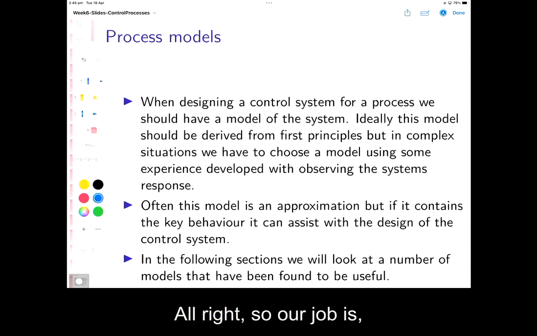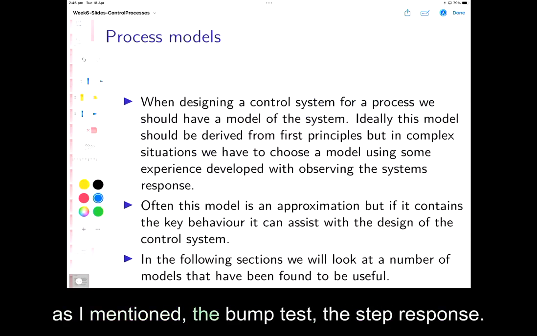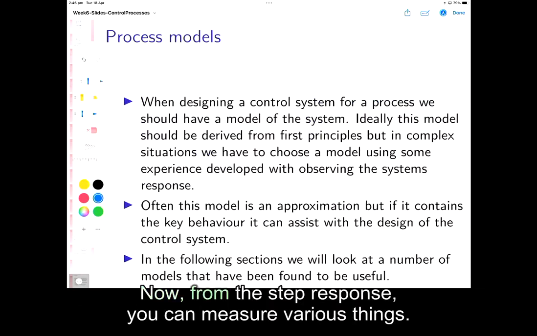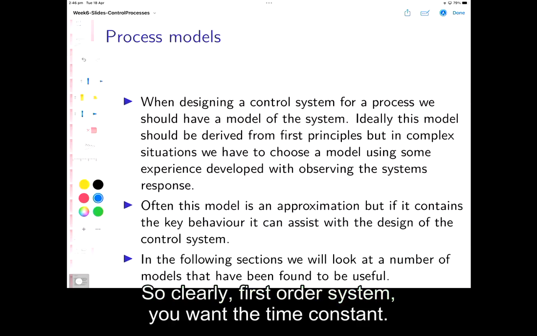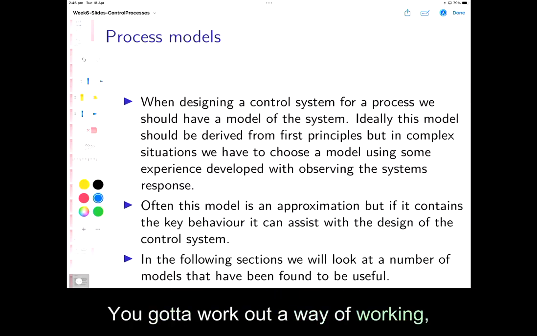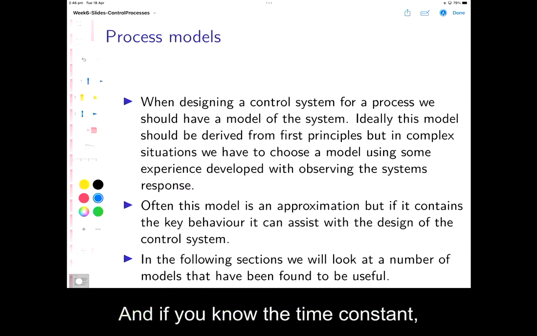All right, so our job is we want to come up with a process model. And the normal way you do it is, as I mentioned, the bump test, the step response. Now, from the step response, you can measure various things. So clearly, in a first order system, you want the time constant. You've got to work out a way of finding the time constant from the step. And if you know the time constant, you know where the pole is. And you now have a description of it.